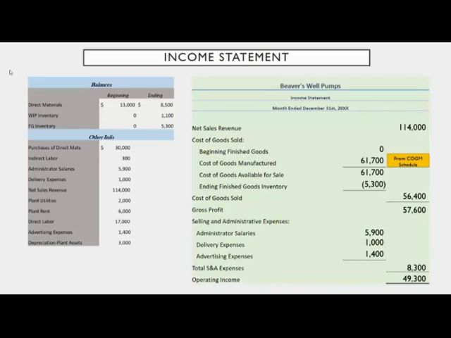This is not their net income. There's still other things that could be subtracted from this, like interest that had to be paid on loans or taxes, etc. But this is where we're going to stop for right now. Operating income was $49,300. Good luck on your quiz.